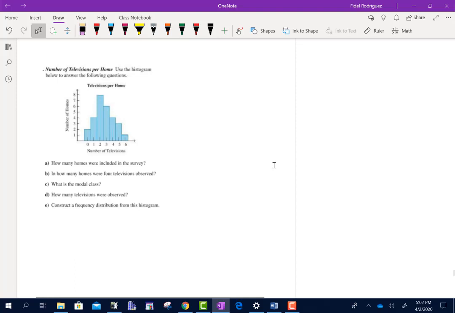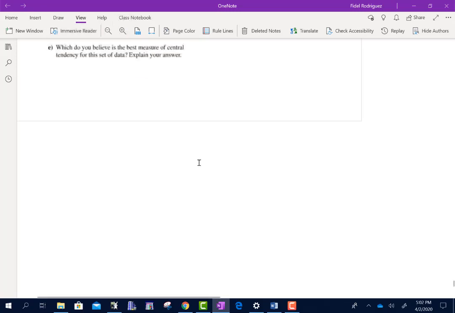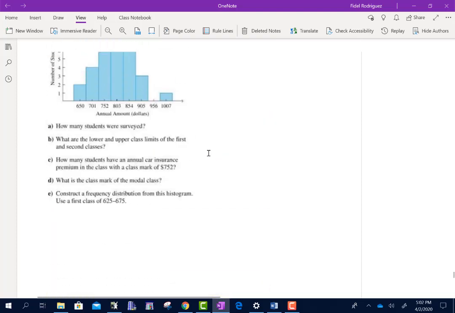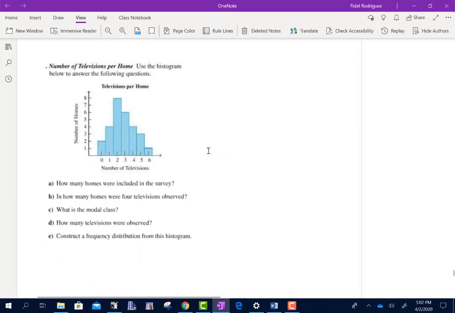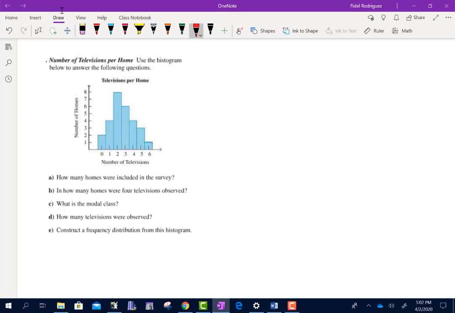Okay. So let's see if we can do the same thing here. Look at my problem, and it says use the histogram below to answer the following questions. Let me see if I can zoom in a little bit without it doing too much stuff. Okay, here we go. This is the problem we was on. Okay, so let's take a look. See here? It says, how many homes were included in the survey?